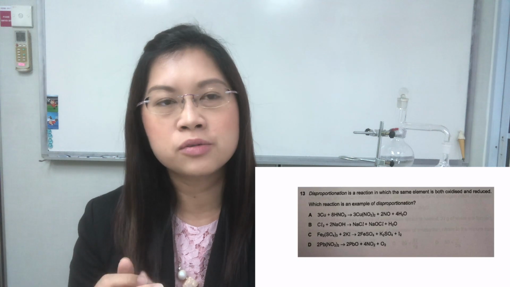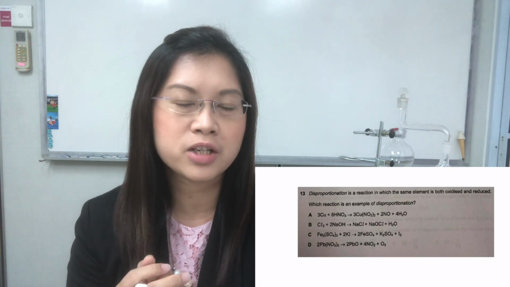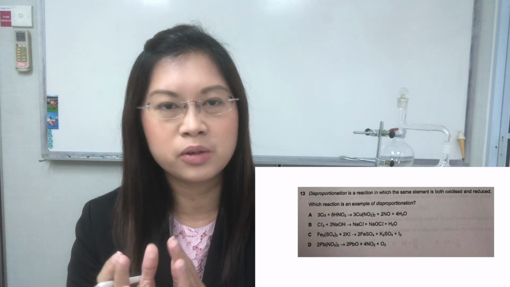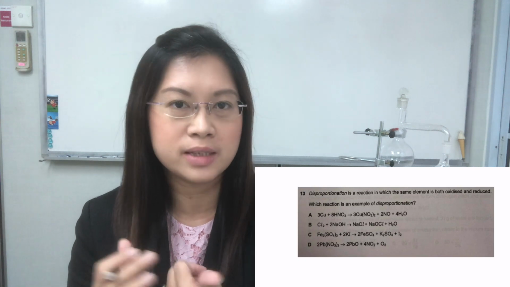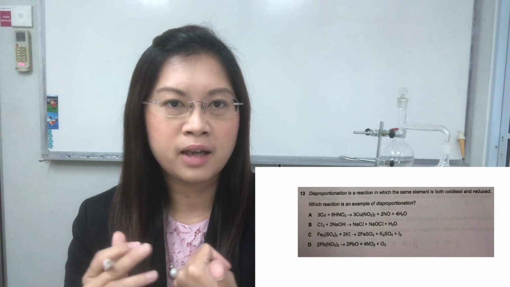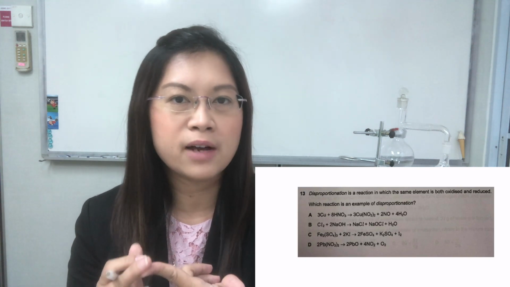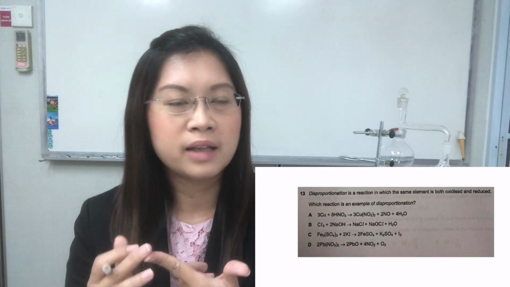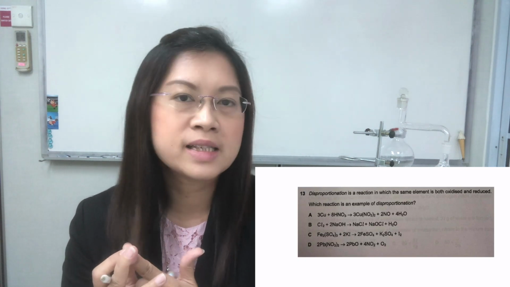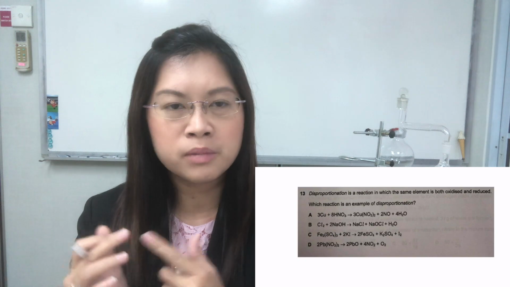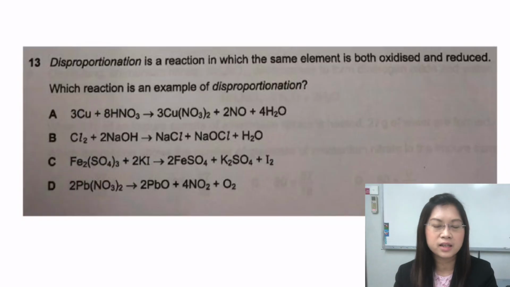Alright, so first of all, it's good to know that in a disproportionation reaction, only certain elements will disproportionate. For example, the transition metals and also the non-metals such as sulfur, chlorine, nitrogen, phosphorus. So if you look at the options given in these questions, first of all, you can identify the types of elements that can disproportionate.